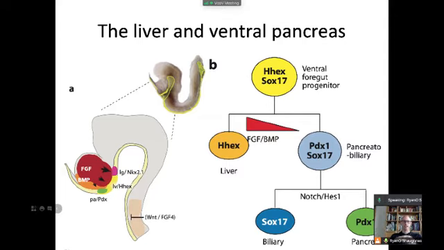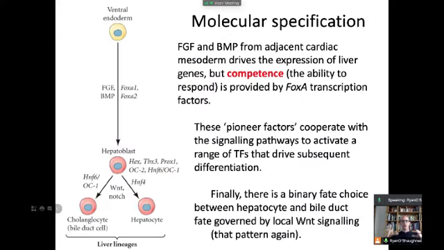And that's all set up by the proximity of the heart secreting FGF and BMP and the notochord producing other related secreted factors that inhibit the expression of HHEX. So we have this concept of molecular specification where FGF and BMP, that's fibroblast growth factor and bone morphogenetic proteins from the adjacent cardiac mesoderm, drive the expression of liver genes.